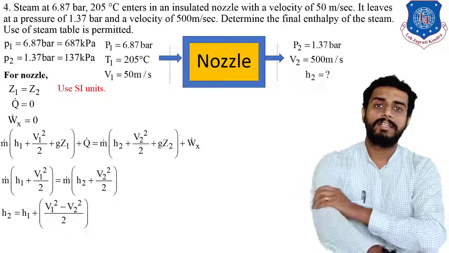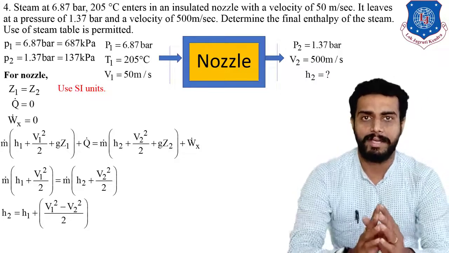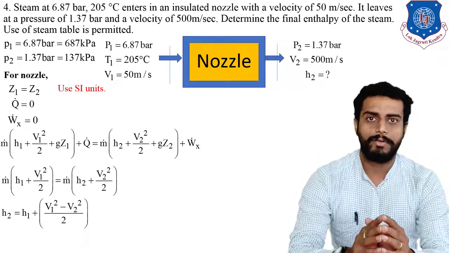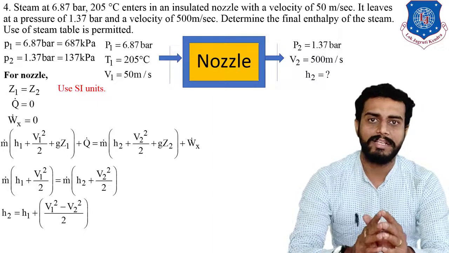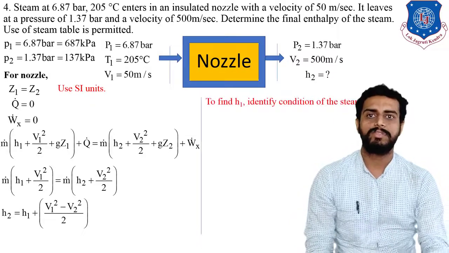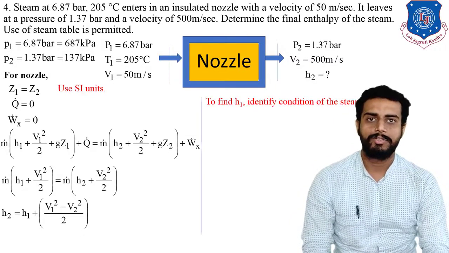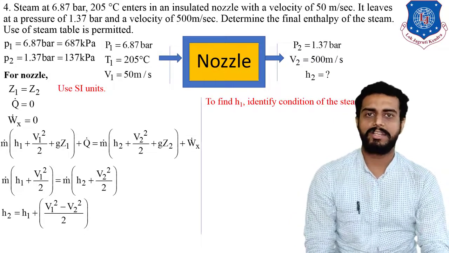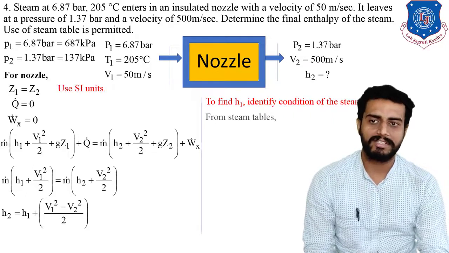Now here the thing is, we are given steam as the fluid, right? So for finding out H1, we should know the condition of the steam at the inlet of the nozzle. So at the inlet of the nozzle, the condition should be identified. In order to understand the condition of the steam at the inlet of the nozzle, refer to the steam table.